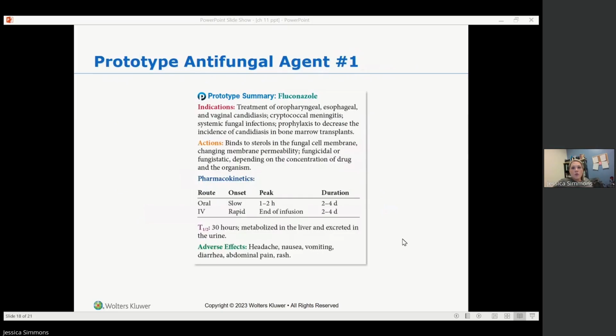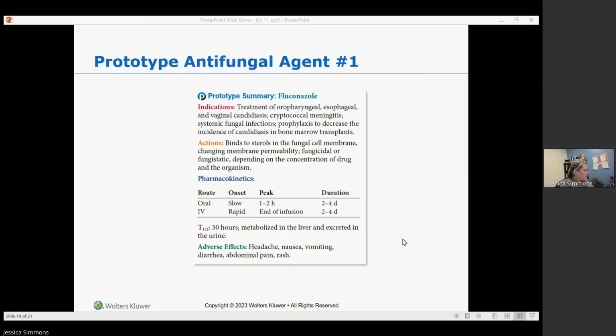This is taking a closer look at fluconazole. The other name for fluconazole is Diflucan. This is for the treatment of oropharyngeal, esophageal, and vaginal candidiasis. It is used a lot in vaginal candidiasis. So an adverse effect can be headache, nausea, vomiting, diarrhea, abdominal pain, and rash.